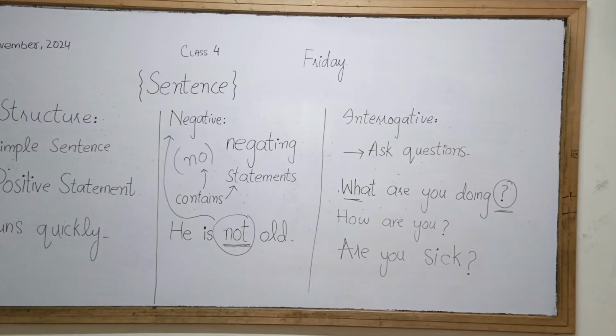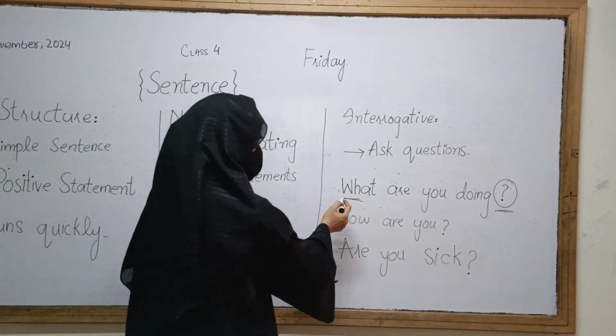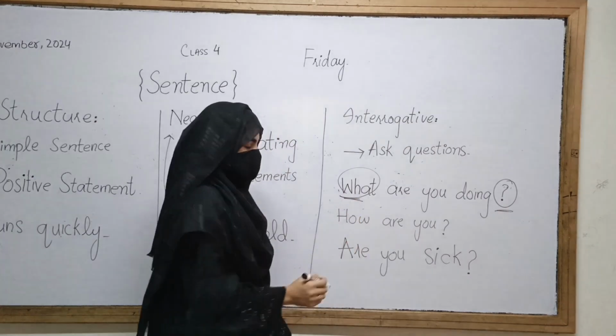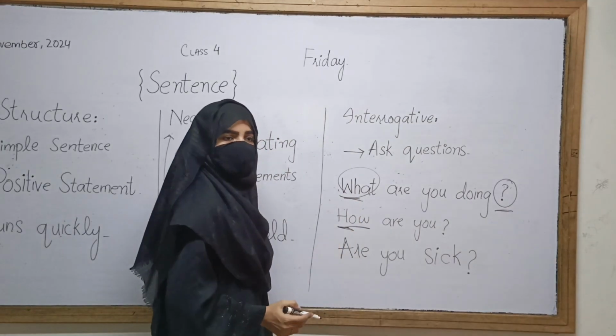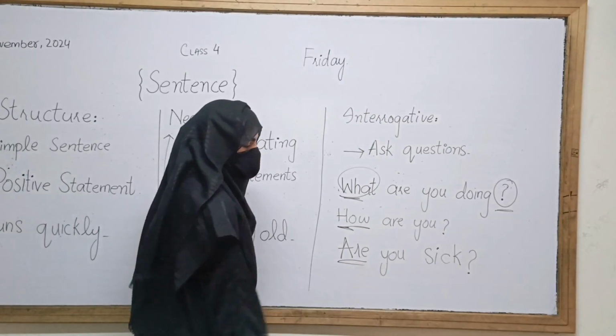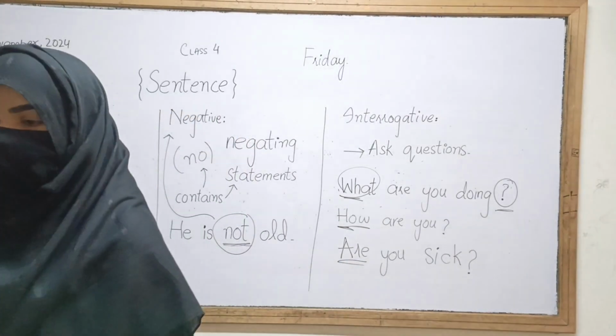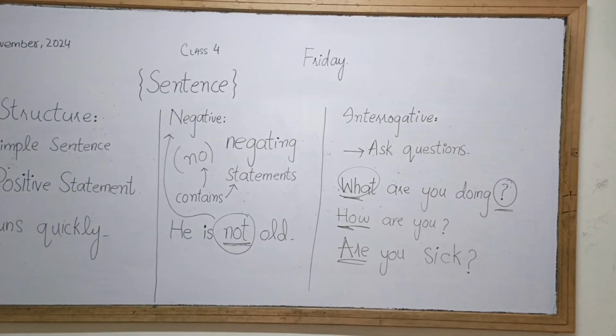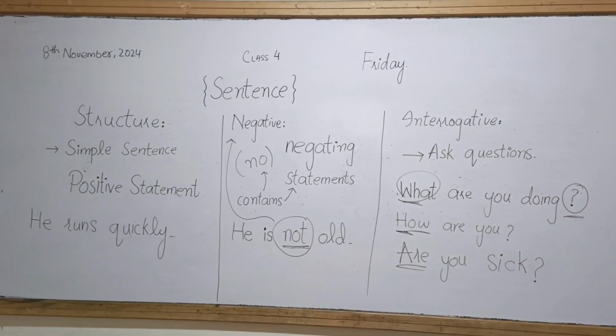The first statement is of what? What are you doing? You can see the WH family member here, what. Then we have how, and lastly we have a helping verb, are. Are you sick? So these are some examples of interrogative sentences.